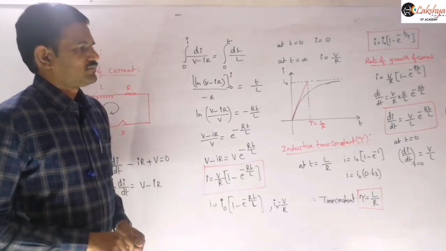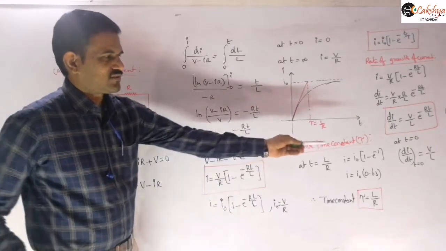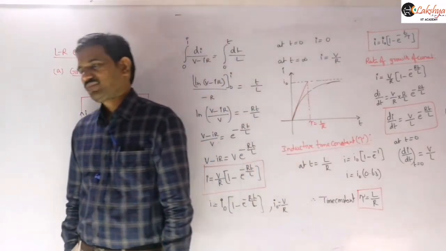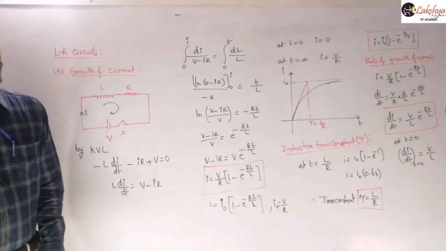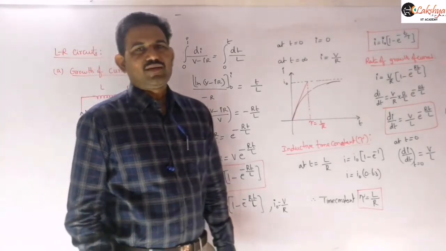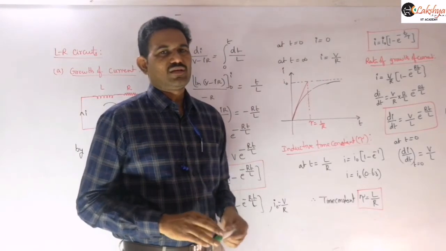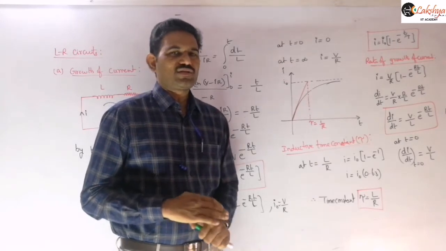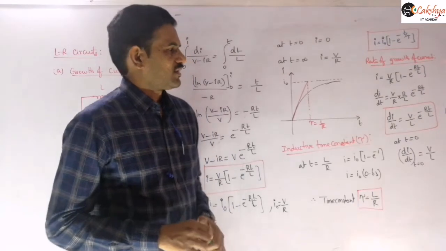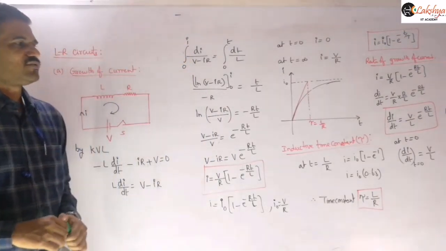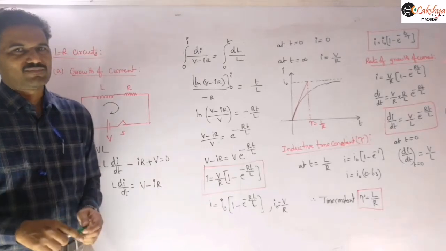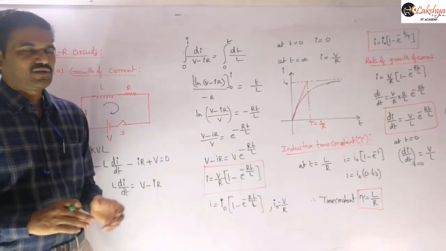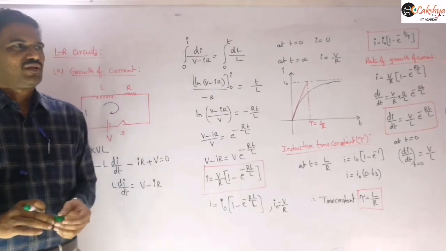So just mention that: if current is increasing at the constant initial rate of growth, then current in the circuit reaches its maximum value in one time constant, or in a time of L by R.